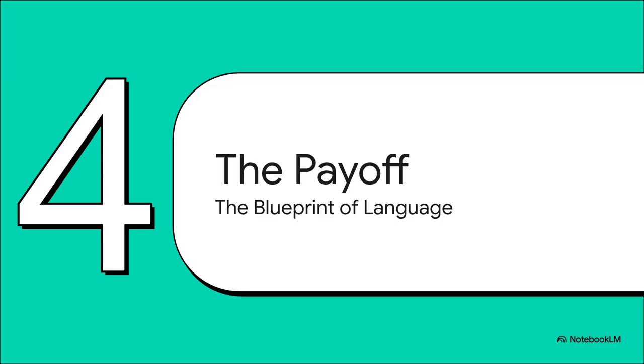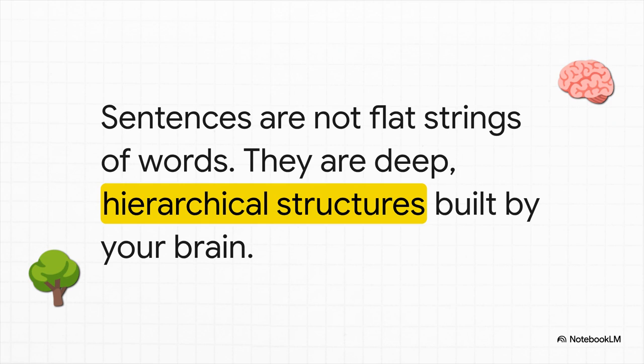So why does any of this matter? What's the big payoff? It's this. By finding these constituents and their team captains, we've basically uncovered the design schematics for our hidden linguistic blueprint. And here's the big aha moment. A sentence is not a flat string of beads. It's a tree. It has depth, it has branches, it's a hierarchical structure with layers, and your brain builds this insanely complex thing instantly, without you even thinking about it, every single time you talk.